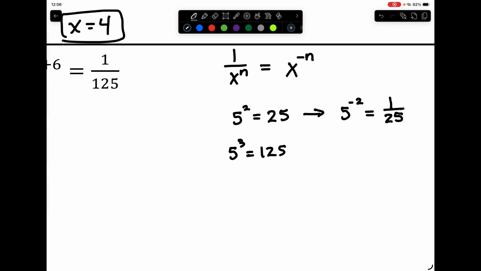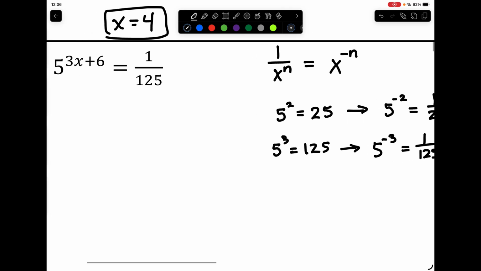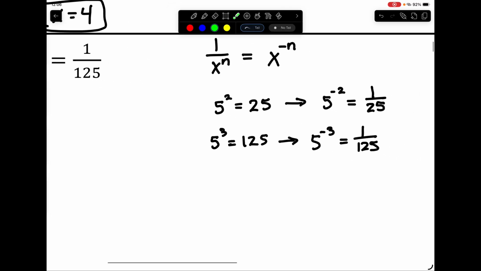And 25 times another 5 is that. So that means that 5 to the negative 3 will be 1 over 125. So using this here, this one specifically, I can rewrite that number there as 5 to the negative third power.